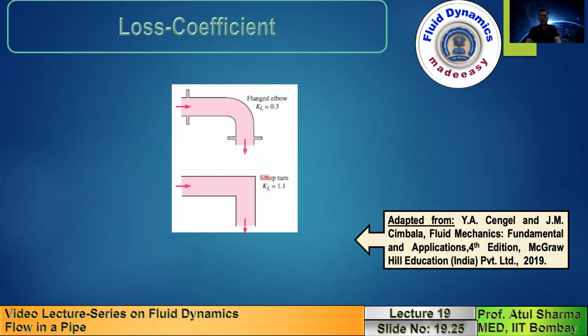If you consider a smooth 90-degree turn, we call it an elbow, and if this elbow is connected to the pipe through a flange joint, in this case the loss coefficient is 0.3. If you have a sharp turn, the loss coefficient is 1.1.